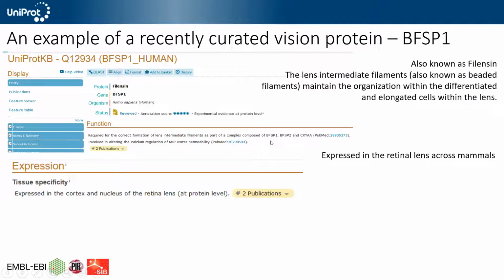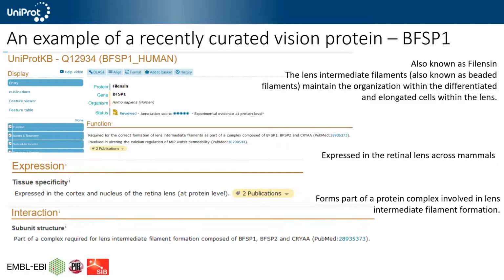Phakinin is expressed, this is the human entry, so in humans it's expressed in the cortex and the retinal lens, so it's quite specific. But if you look across all of the mammalian entries, they're all specifically expressed in retinal lens. And it's also expressed throughout development in the retinal lens as well. So it's highly specific to lens development and lens function.